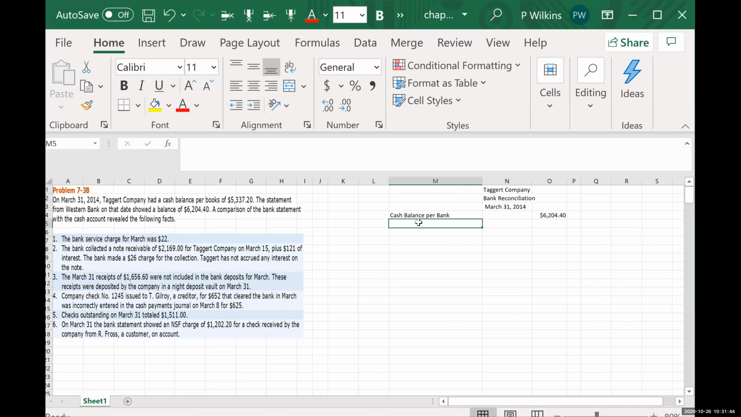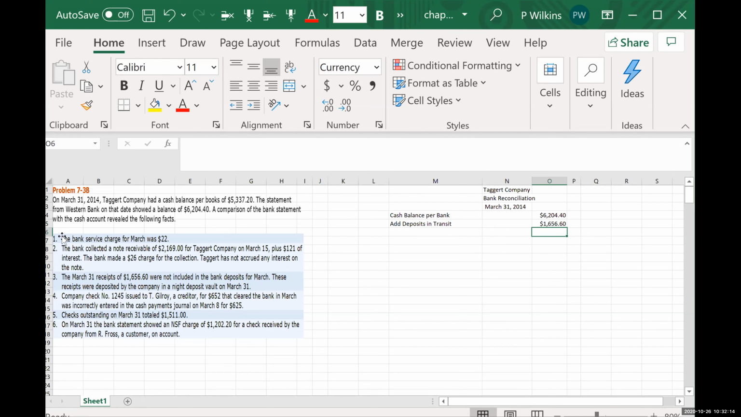Okay, so we're going to add deposits in transit. And the deposits in transit is $1,656.60. Now in this problem, there's only one of each of these. Now in your homework problem, you may have more than one, and so you're going to have a separate box for each deposit. Okay, next thing we're going to do is we are going to do less outstanding checks.